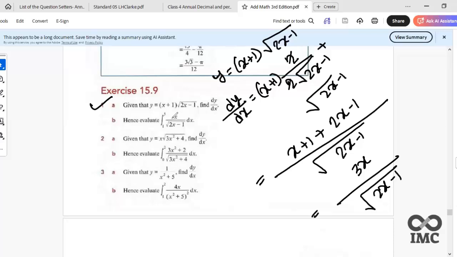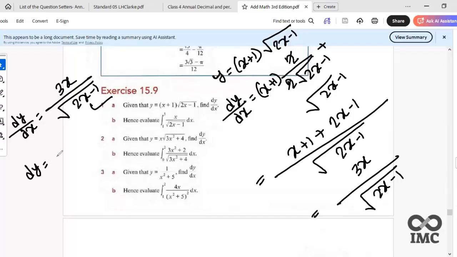Now the question asks we need to integrate. So how can we integrate? Look, integration of x by root over (2x minus 1) dx. So we can write it in this way. Look, from this part we can write dy by dx equal to 3x divided by root over (2x minus 1). Then we can write dy equal to 3x by root over (2x minus 1) dx.